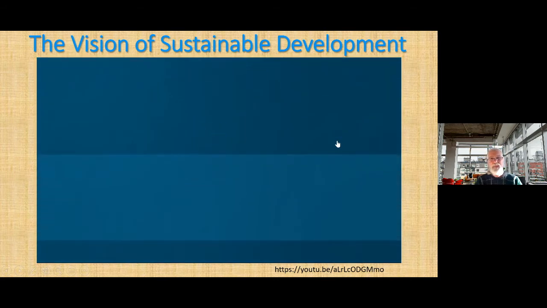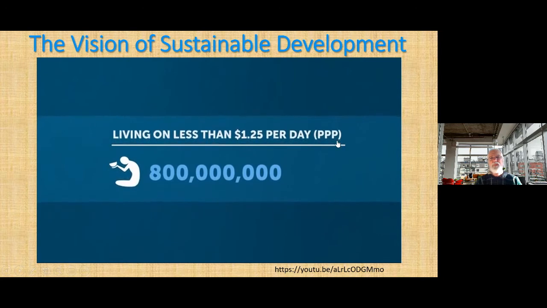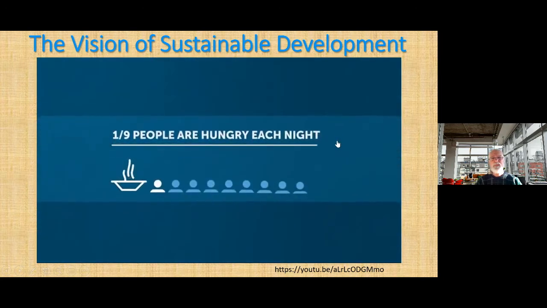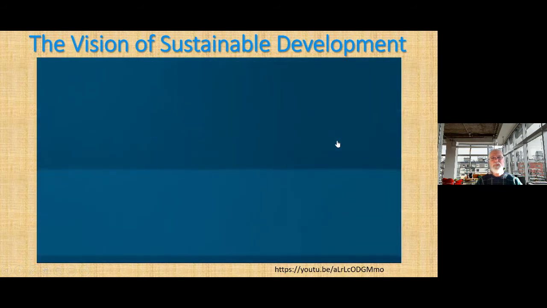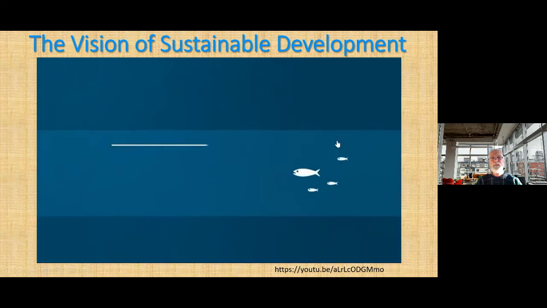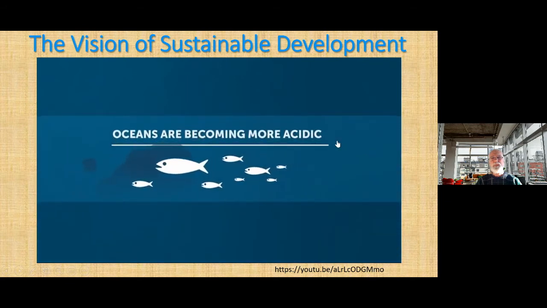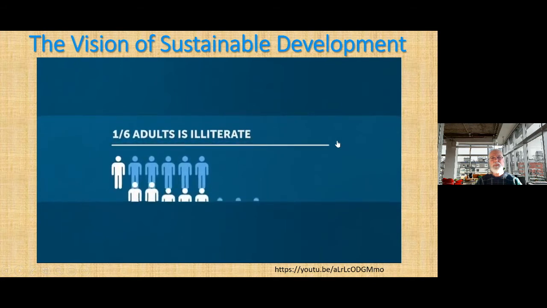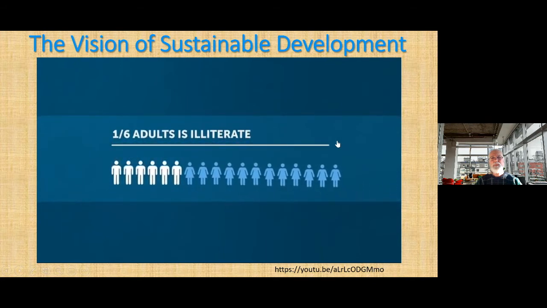Over 800 million people are still living on less than $1.25 a day. 1 in 9 people on our planet goes to sleep hungry each night. Deforestation remains alarmingly high in many countries. Oceans are becoming more acidic, threatening food security and marine ecosystems. And about 1 of every 6 adults in the world is illiterate. 2/3 of them are women.